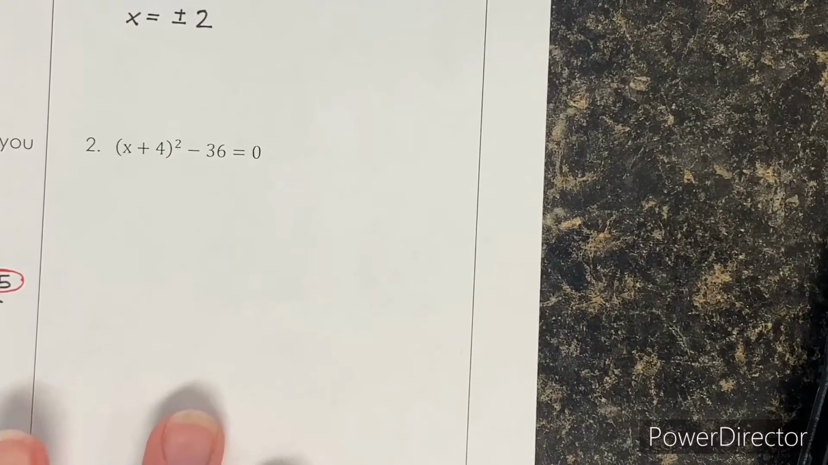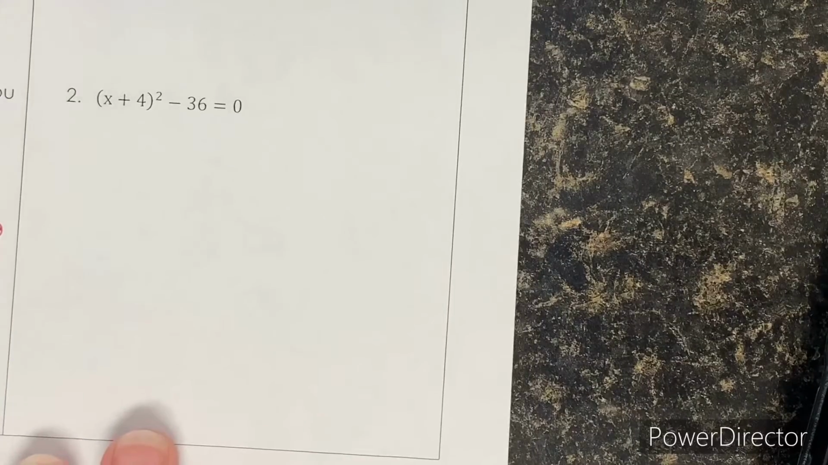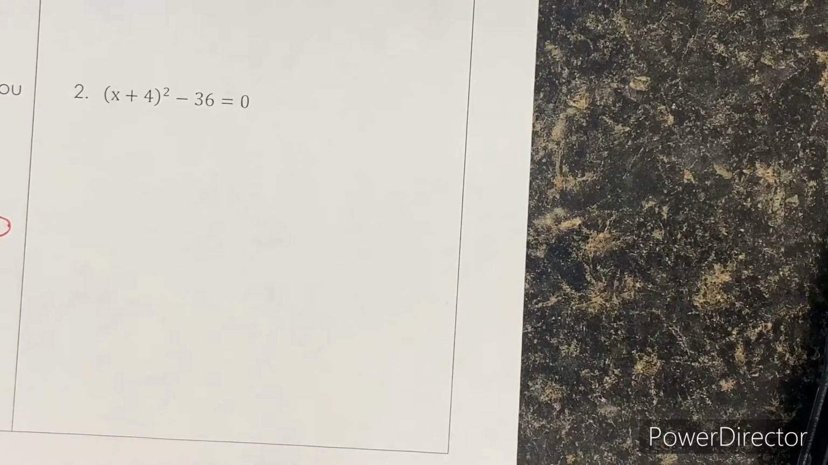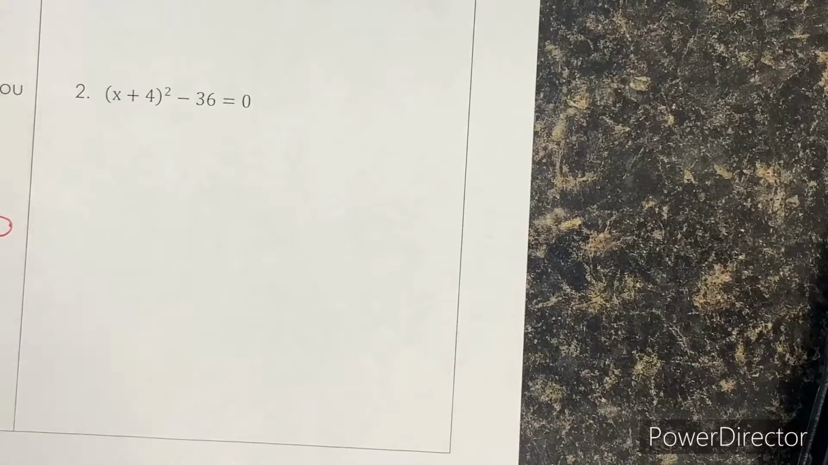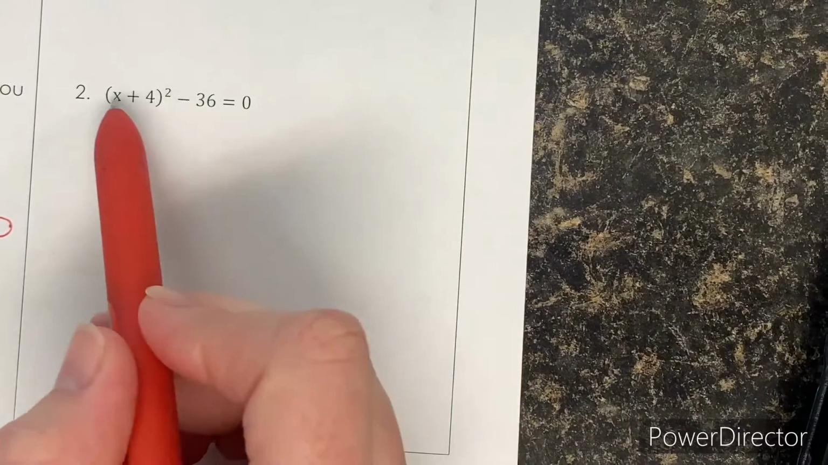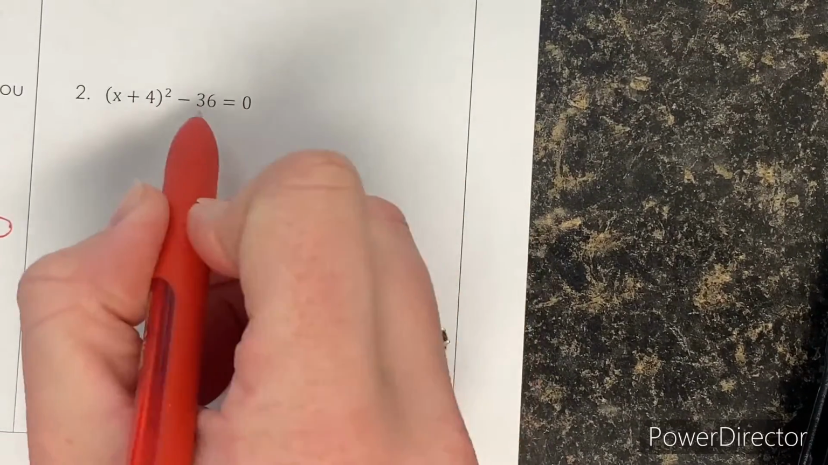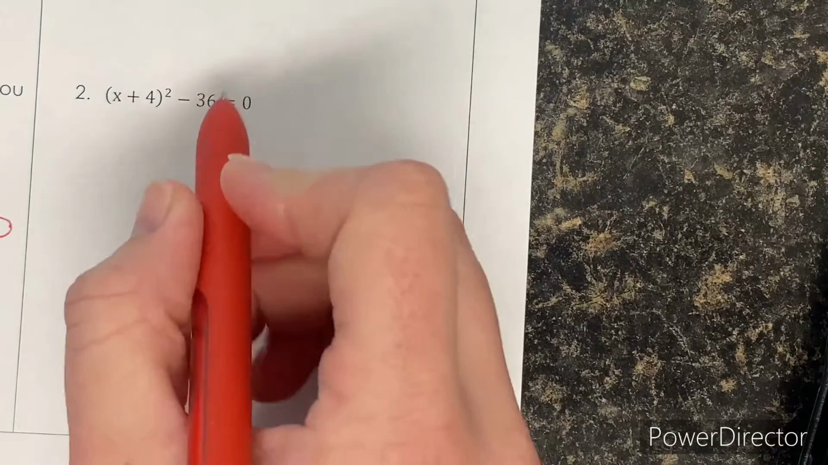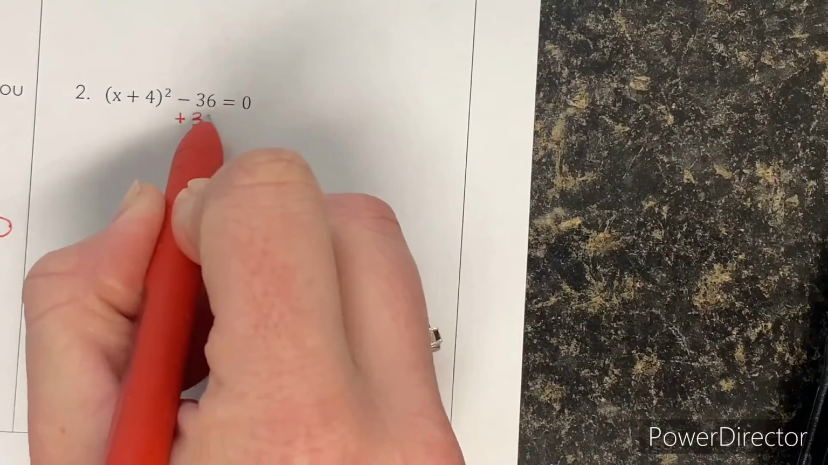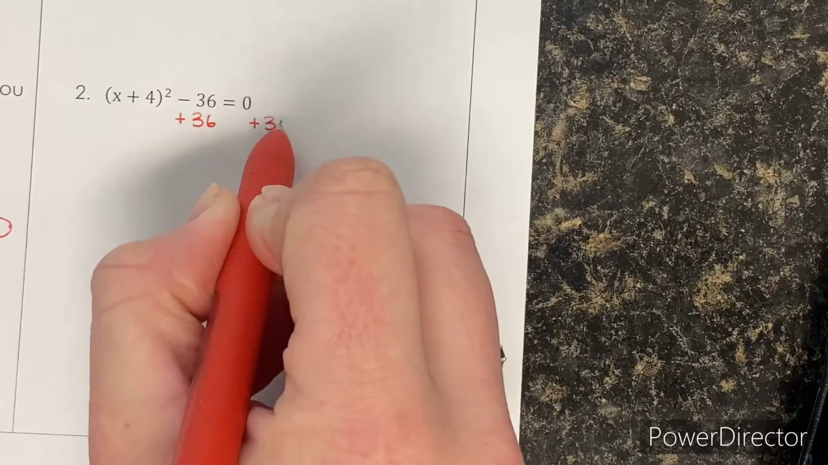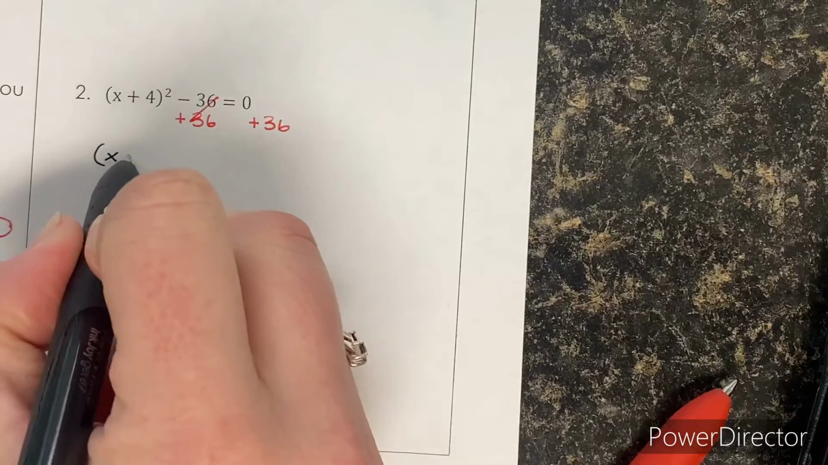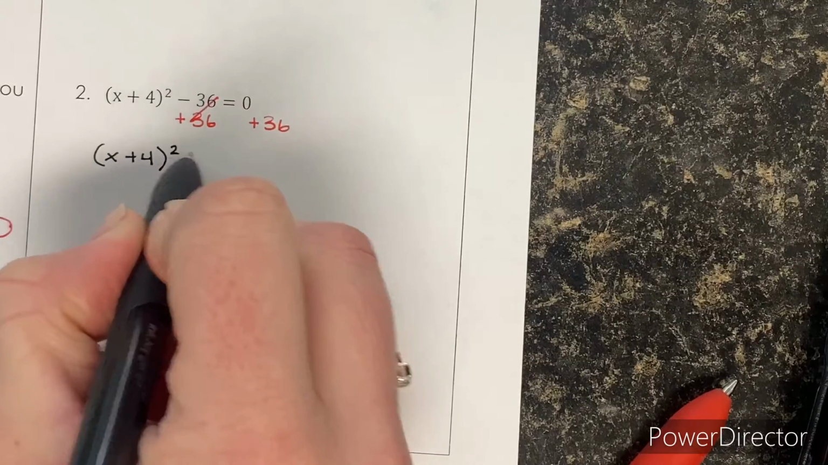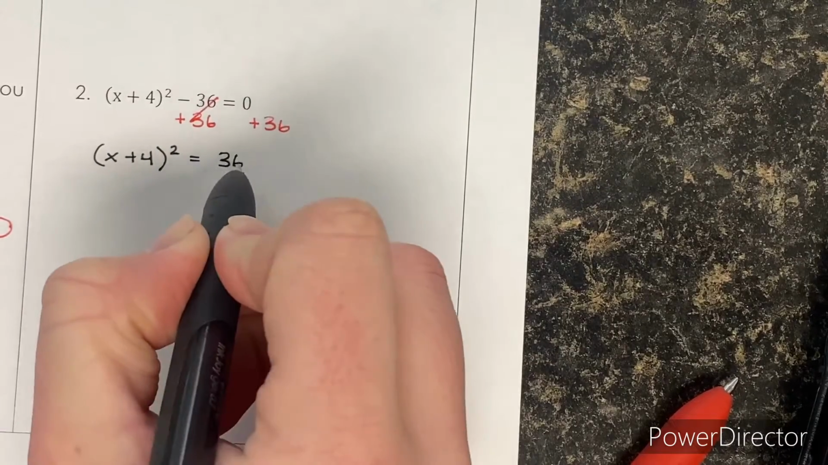Now let's take a look at example number 2. Example number 2 is the one where it does not look like your typical trinomial. These work a little bit different because we have to deal with these parentheses. So, again, I know I'm going to use taking square roots because this does not look like a trinomial. So I'm just going to move everything I can away from that x. I'm going to start with adding 36 to both sides. When I do that, I'm going to be left with x plus 4 squared equals 36.